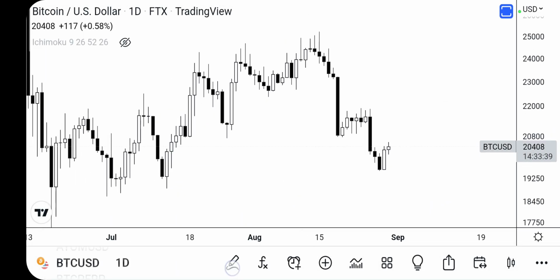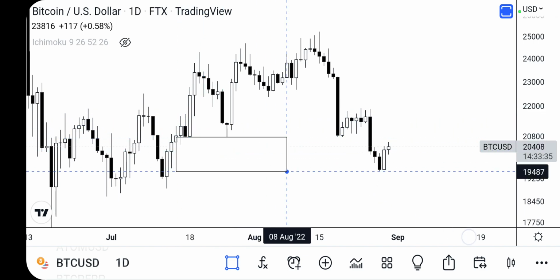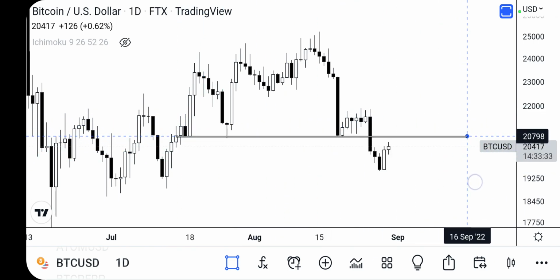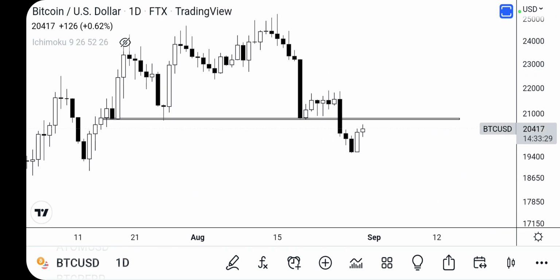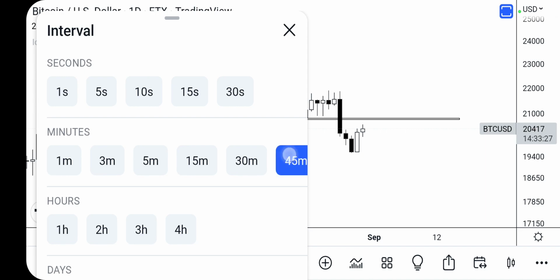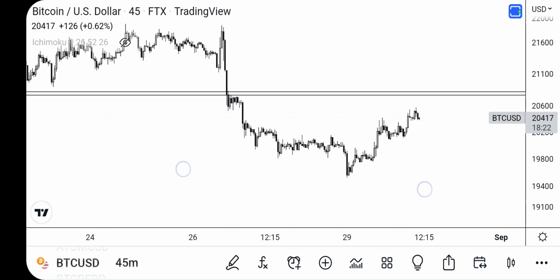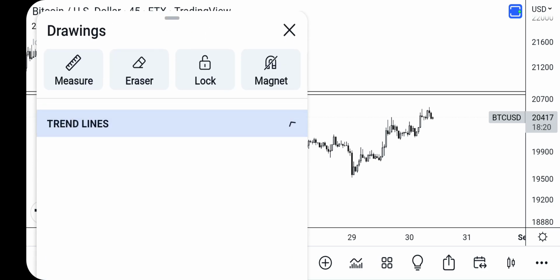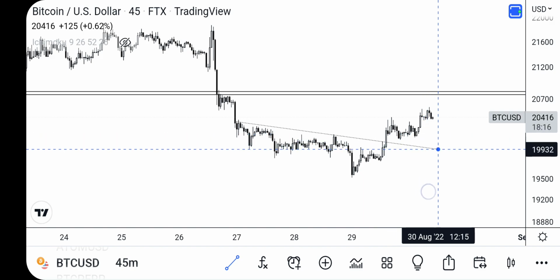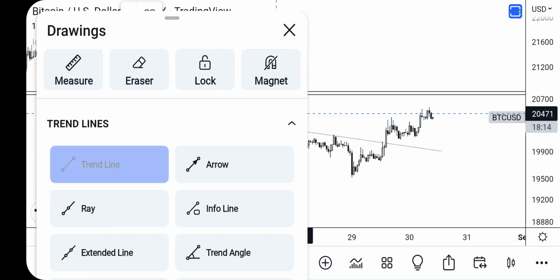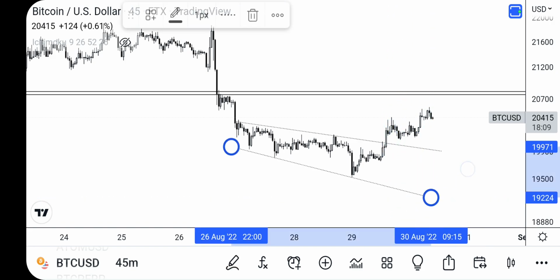Let me draw back what I had before, which is the support here. We all remember the previous video I dropped where I pointed out the support. So I'm going to break this down. Let's go down to lower time frame based on the previous analysis I dropped, where I talked about this descending broadening wedge, which actually broke out to the upside here. So this is it here, descending broadening wedge.